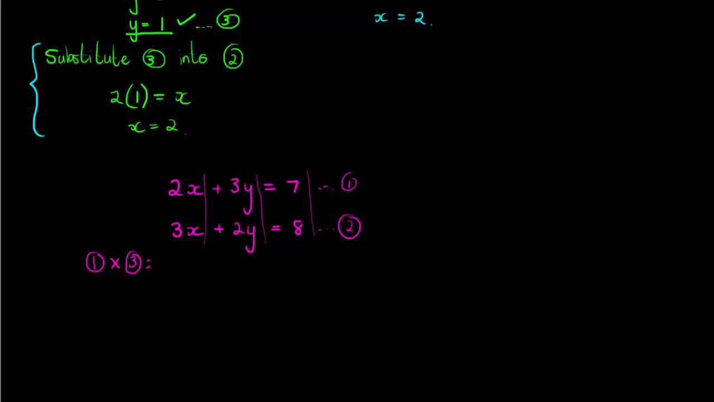Everything gets multiplied with a 3. So I get 2 times 3 is 6x. And then the next one, 3 times 3 is 9y, and the next one, 7 times 3 is 21. So this would be my new equation, equation 3. Now I can still see these two don't look the same. I still have to change this one as well.